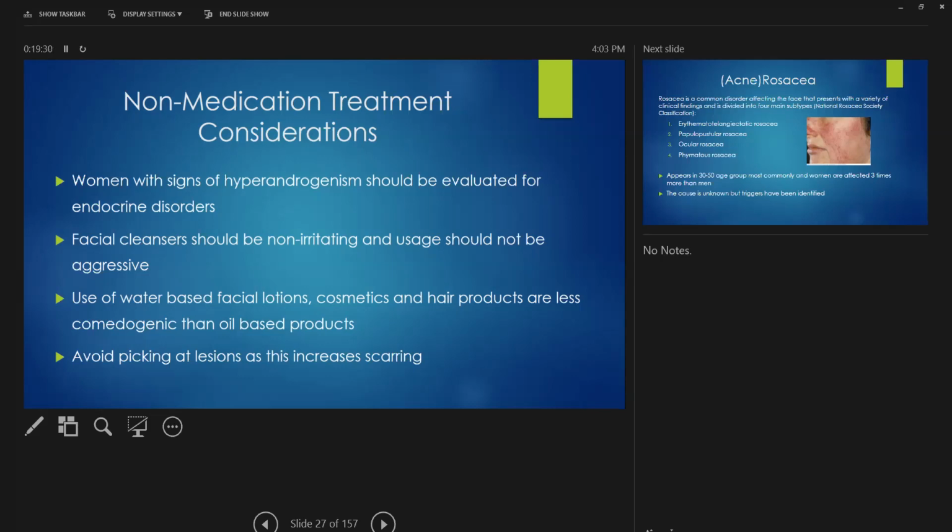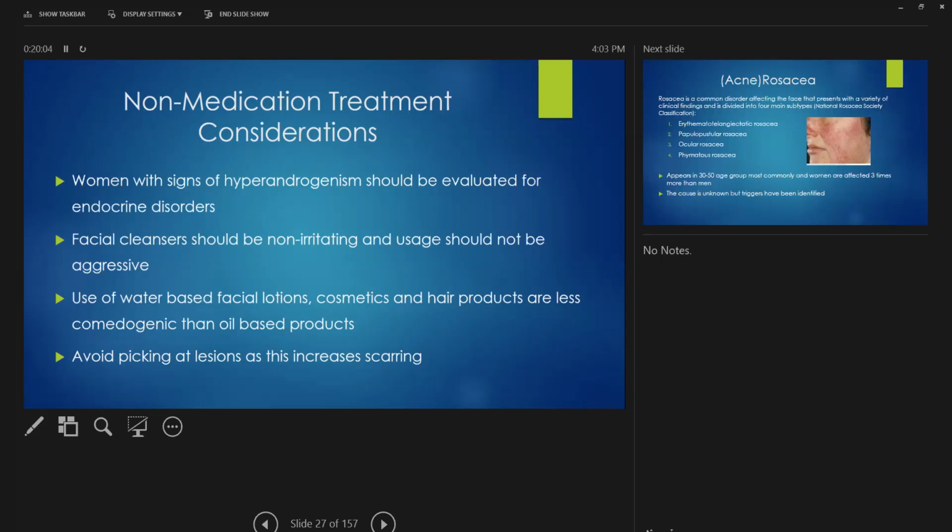So there are non-medication treatments, right? We can look at people's hormone levels. We can make sure that a female, for instance, isn't producing too much androgen. We want to investigate for any endocrine disorders. Also, some facial cleansers can be irritating, so we want to go back in that history and find out how they're treating it. People that don't change their pillowcases often do have more of a chance of developing acne because the oil is on those pillowcases. So that's one thing we want to discuss with people.